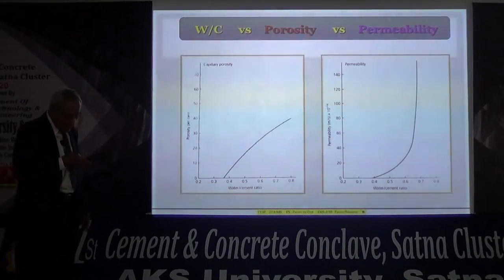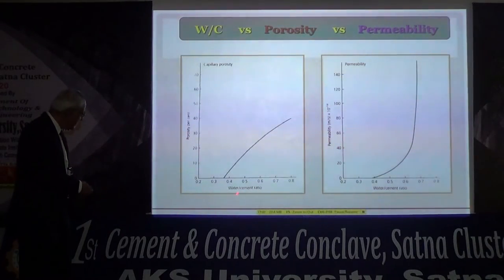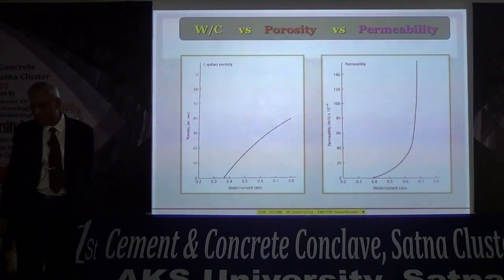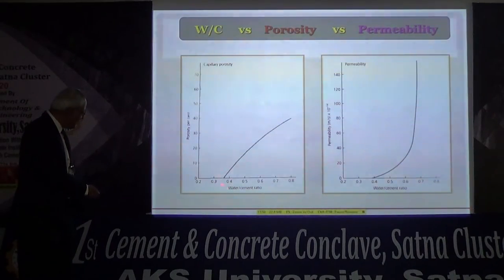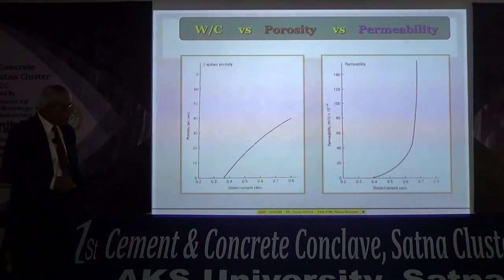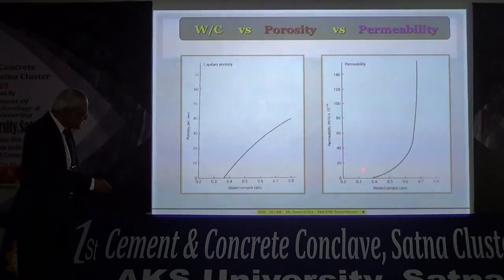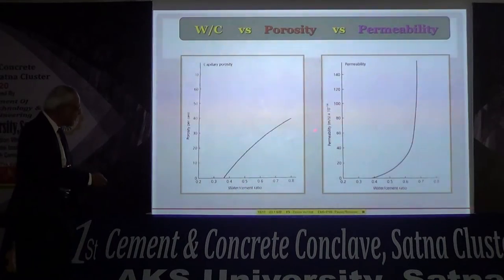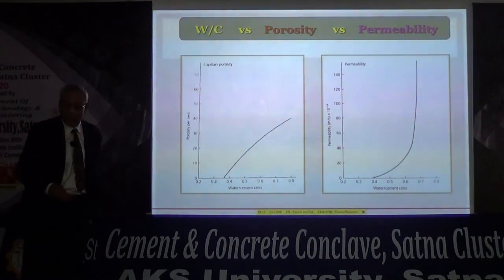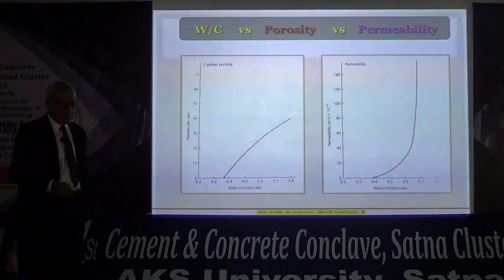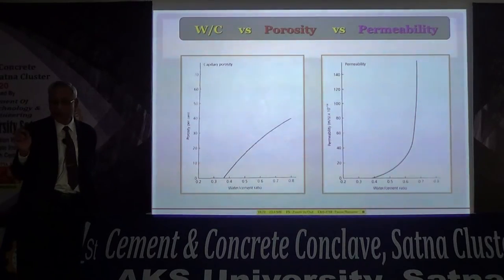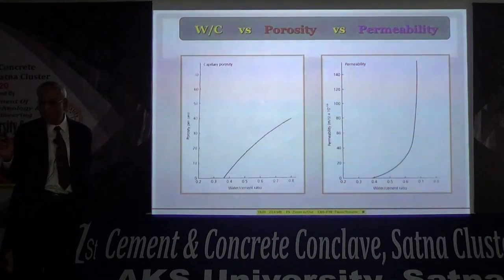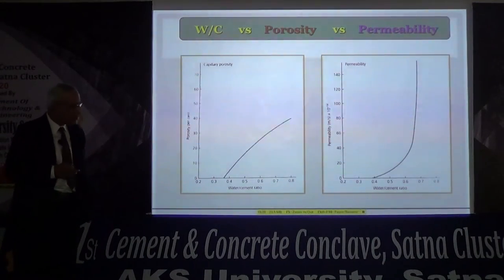Now, if you look at that, the most interesting part is this water cement ratio, which is roughly about 0.36. Why is it critical? Because if you look at the 0.36 water cement ratio, and keep on increasing it, there is a steep increase in porosity. The same thing is true for permeability: at that same 0.36 water cement ratio, permeability takes almost a vertical rise with increase in water cement ratio. And this is the most critical part of the entire life of concrete and concrete structures.